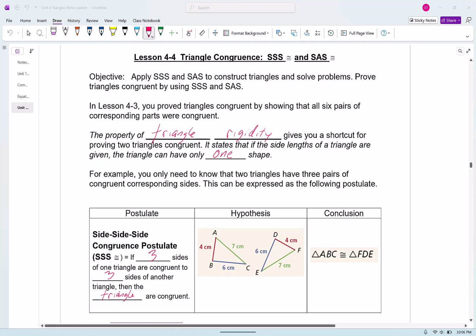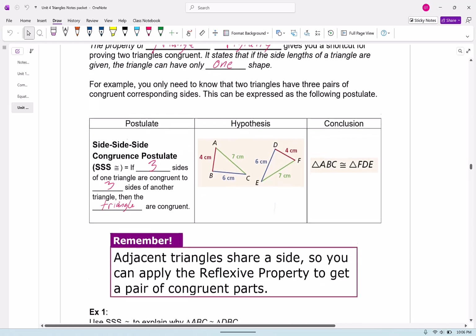So this property of triangle rigidity really helps us to be able to do that, because to form a triangle, if certain things are true, then other things can be true that we can deduce from it. And so that's really what we're going to be getting at here. All right. And so since if the side lengths of a triangle are given, then the triangle can only have one shape. Okay. So if you have certain lengths or certain angles, there's only one shape really that can be formed, is what it's trying to say.